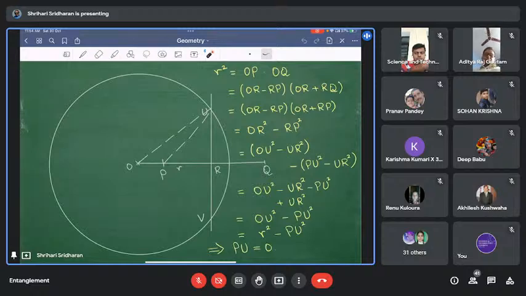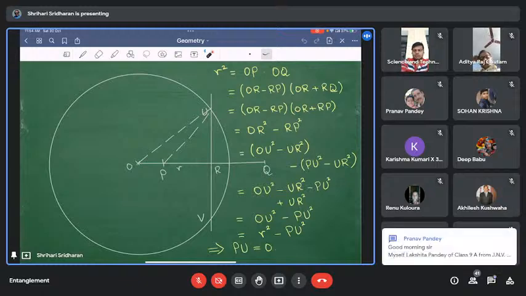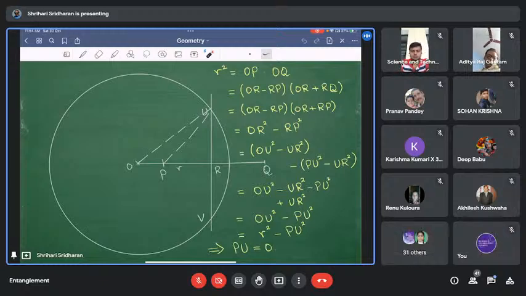But then recall by construction that P is a point that lies inside the circle and U is a point that lies on the circumference of the circle. So PU equal to 0 actually means your circle crumbles to a point. That's what it means, right? Which means there exists no picture called a circle.